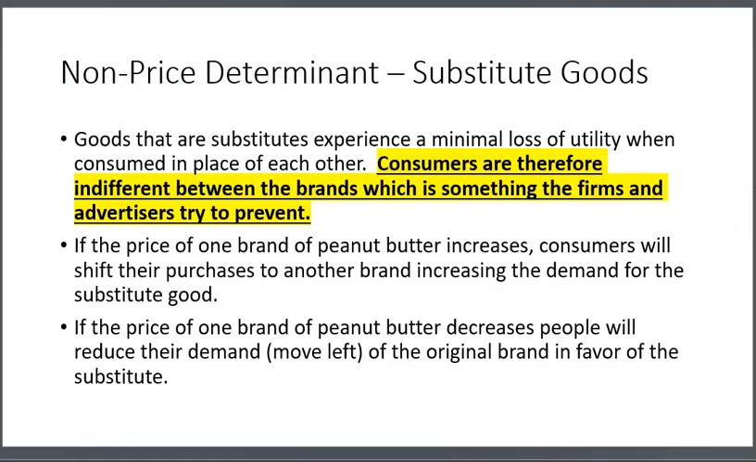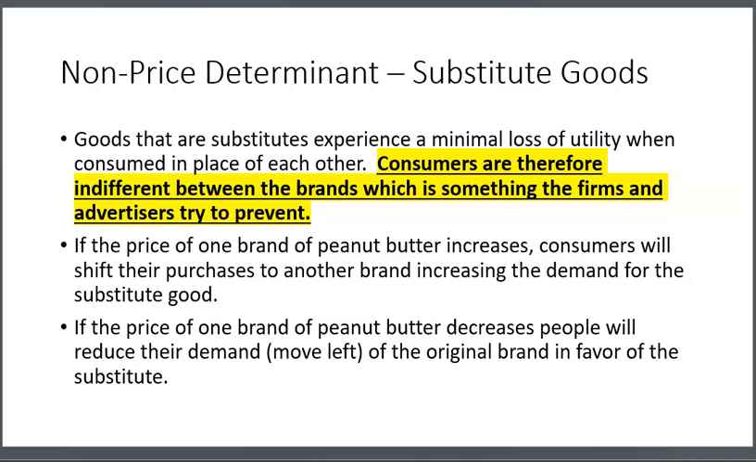Okay? A third factor, and this is huge, substitutes. So if there are viable substitutes, and what I mean by substitutes is something that a person will purchase in place of another product with what we call a minimal loss of utility. So I'm generally fine if I have Jif peanut butter or Peter Pan. Okay, I'm not too picky among the brands. Then that would have an impact on the demand curve.